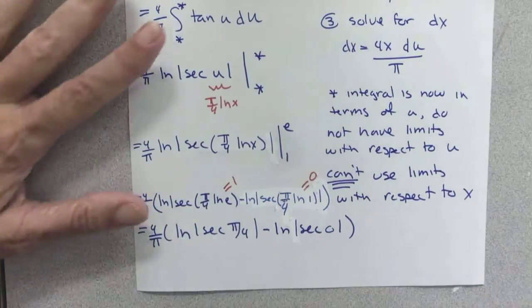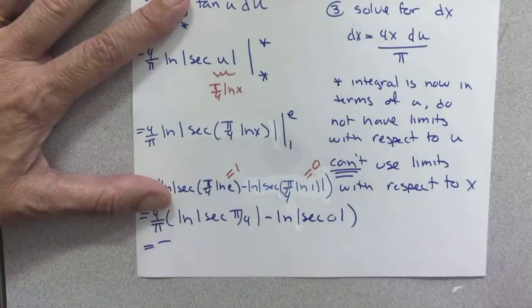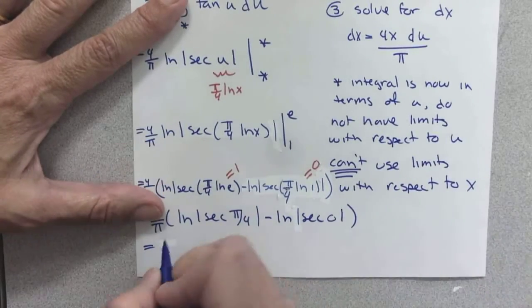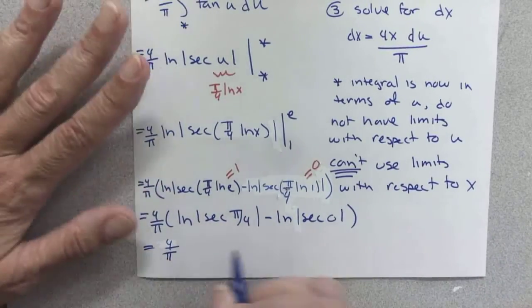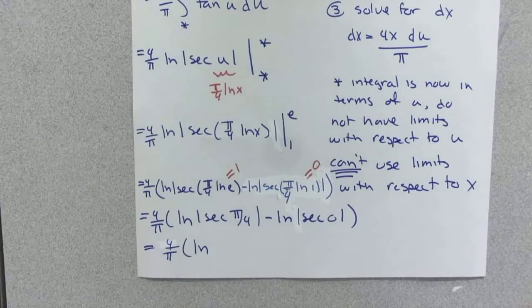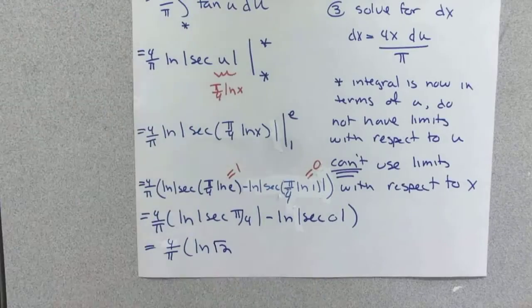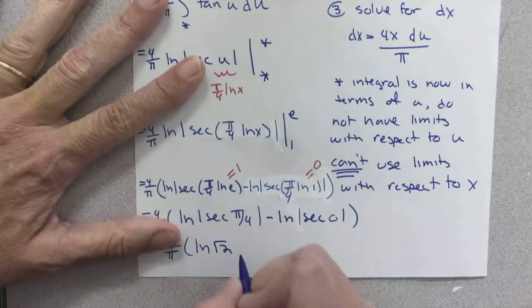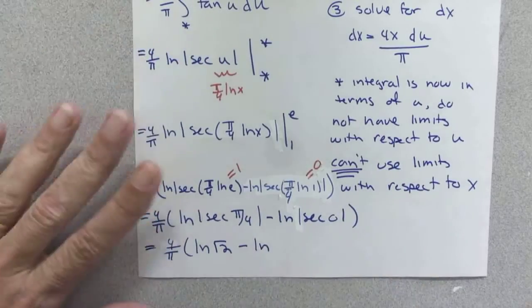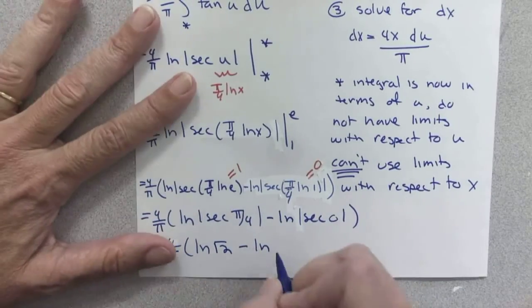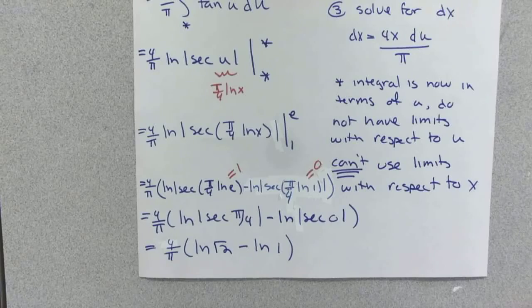And then keep going on that. So that's 4 over pi times the natural log of secant of pi over 4, which is square root of 2. Look it up. Minus the natural log of secant of 0, which is 1.